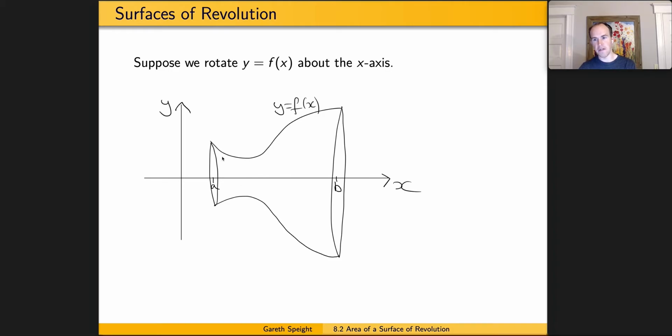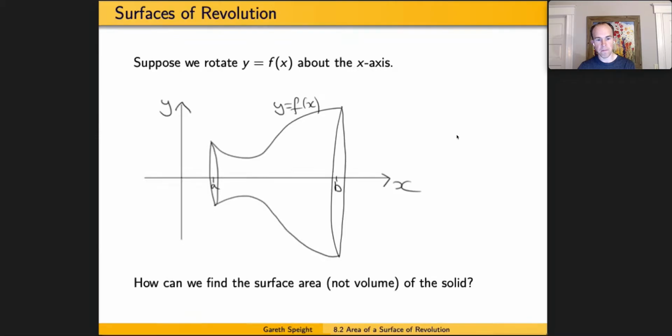So we're not finding the surface area of the ends here, but we're finding the surface area of the boundary as we rotate the curve around the axis. If you imagine that curve spinning around the x-axis, it's going to give some region in 3D, and we're trying to find the surface area of the boundary of that. So how should we do that?